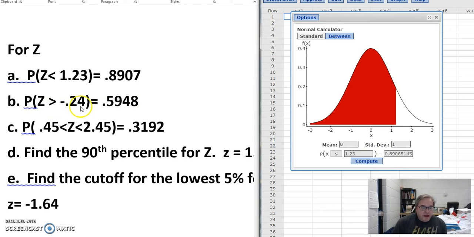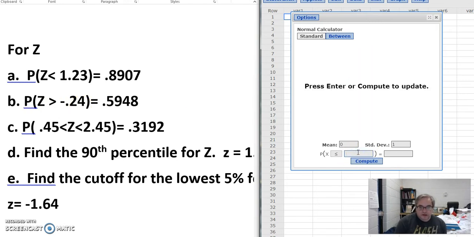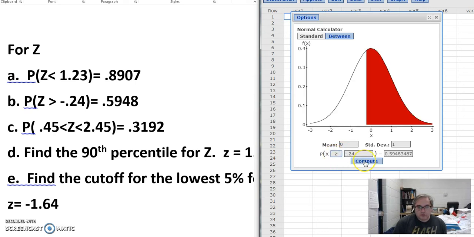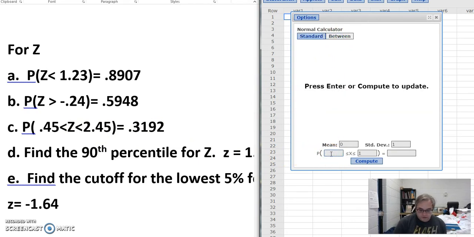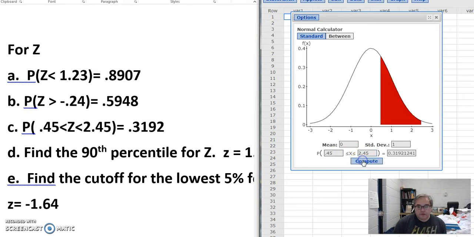If I want greater than negative 0.24, I change this value to negative 0.24, flip the symbol, and get 0.5948. If I want a between, which is kind of a hassle doing by hand or with the tables, in here I put 0.45 and 2.45 and compute. And you notice how you get a visual verification. This is about 0.45, this is about 2.45. The red represents that percent of the population, or that part of the area.